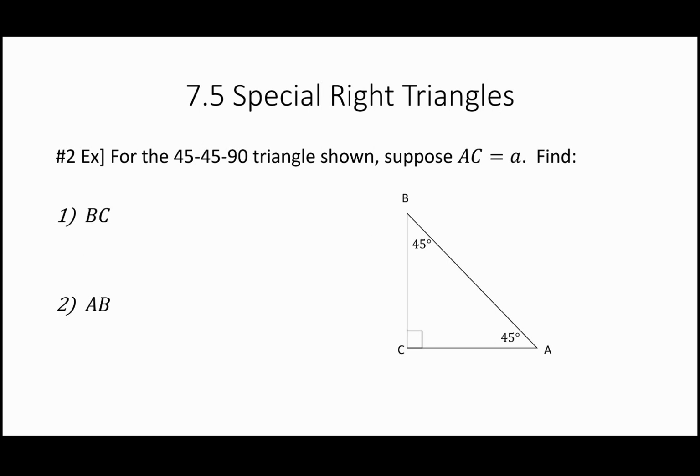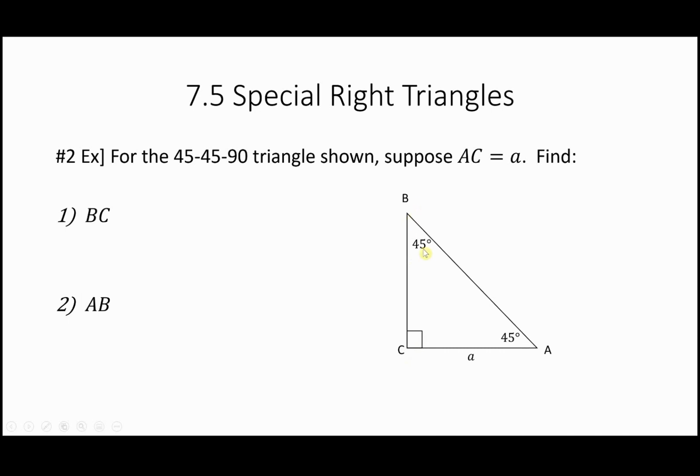So here we go. We are given that this is a 45, 45, 90 triangle right here. And we are given that AC, the length of line segment AC, is this unknown value of lowercase a. So go ahead and add that to your figure, like so, okay? And then we're going to use that information to find the length of line segment BC, which is the other leg.